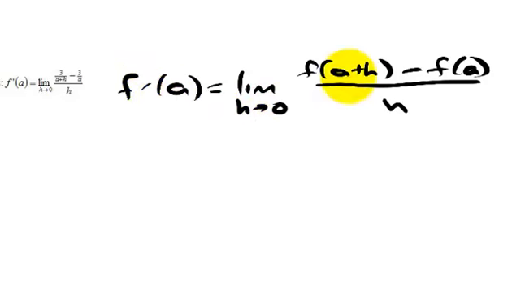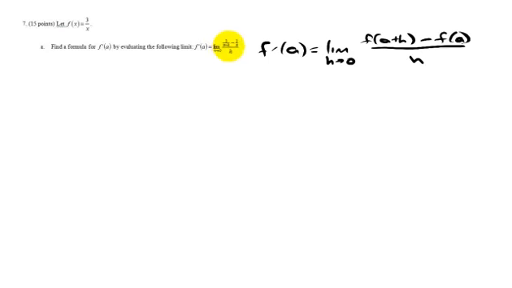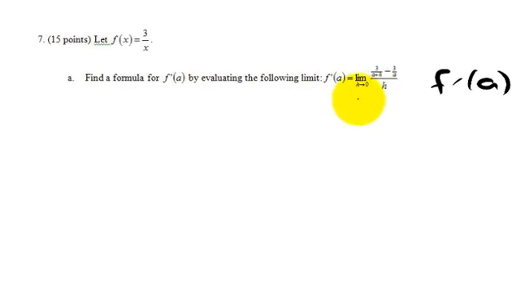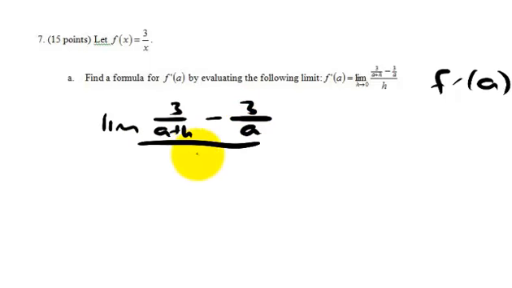So what we're going to do is evaluate that, and it's already set up. This is f of a plus h. This is f of a. Now the goal is to let h equal 0. If we do that on the bottom, we're going to get 0, and that's already bad. If we let h equal 0 on top, we're going to get 3 over a minus 3 over a. That's 0. Bad, but it's 0 over 0, which is good because it means we can do something. So let me write this out again. Limit of 3 over a plus h, minus 3 over a, all over h.